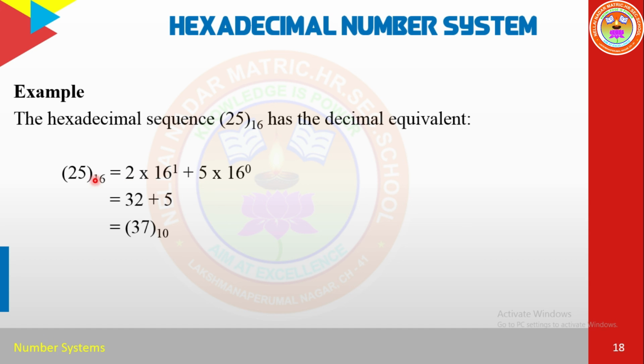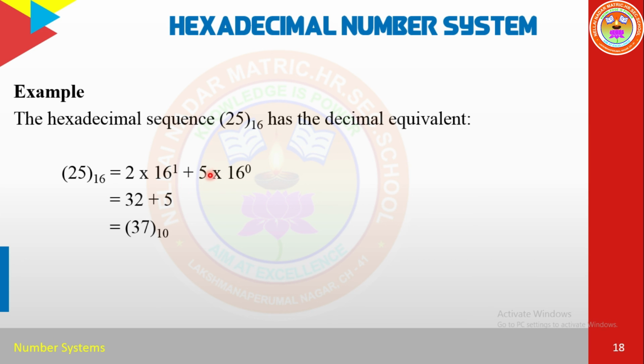Always the right-hand side value you take, 5 into 16 power 0. Why are we allocating 16 here? Because the base value is 16. So 16 power 0. The next position value is 16 power 1, so 2 into 16 power 1. We have only two values, one is 2 and one is 5. That's why we mention 16 power 0 and 16 power 1.